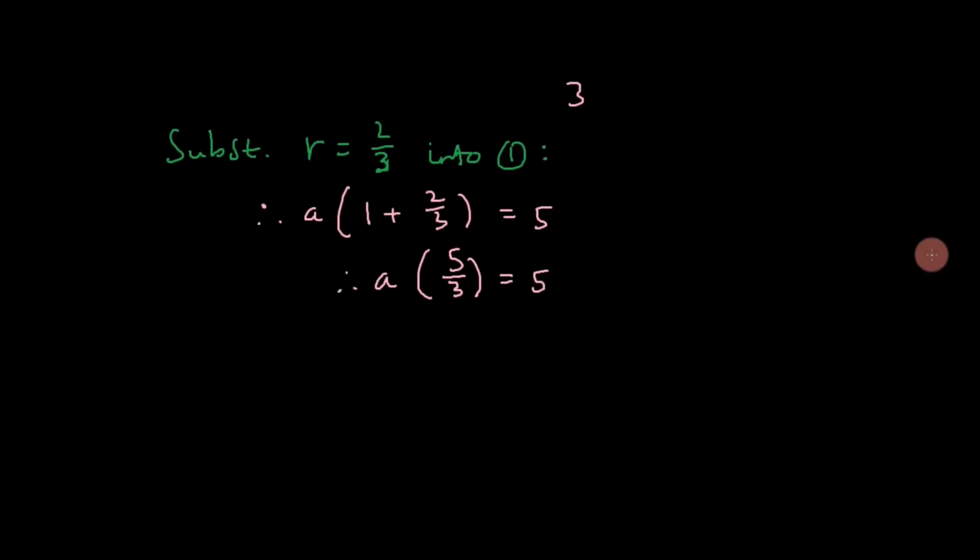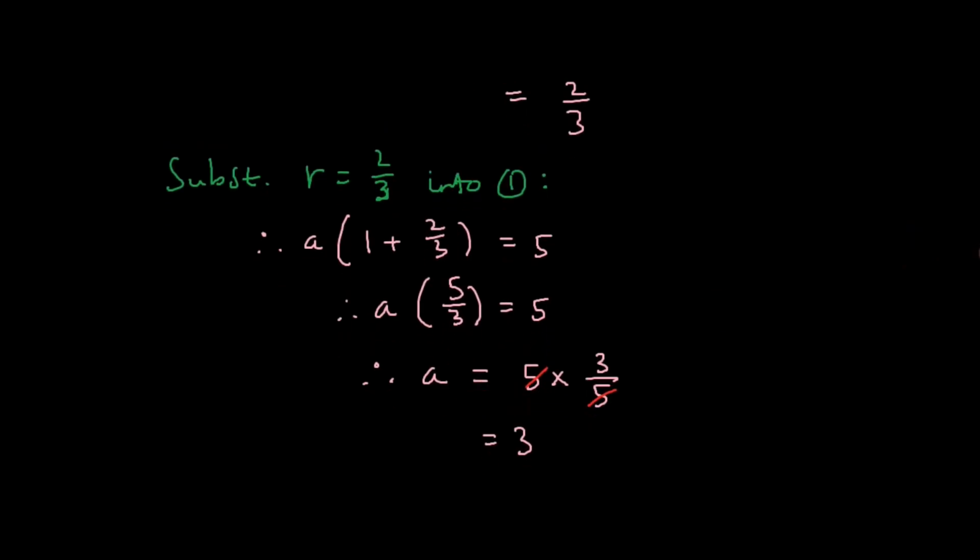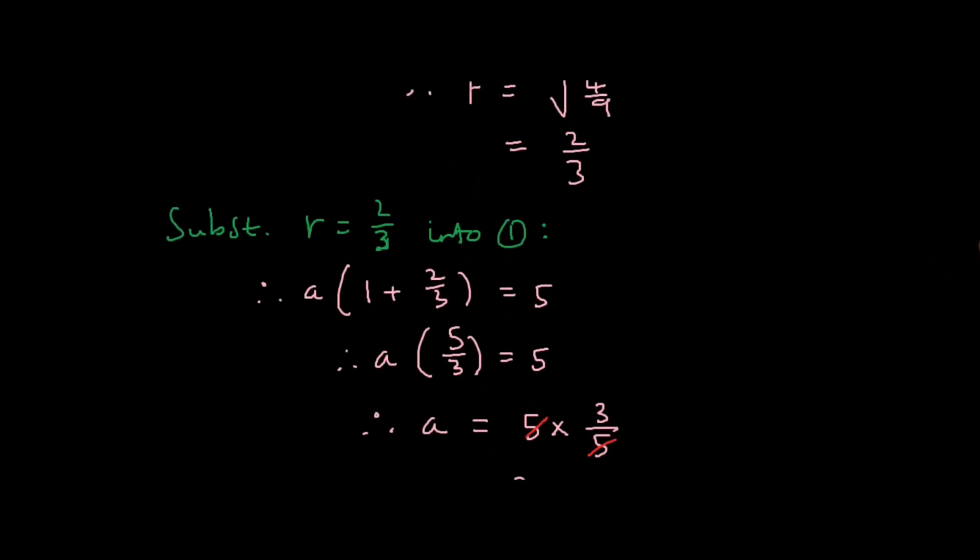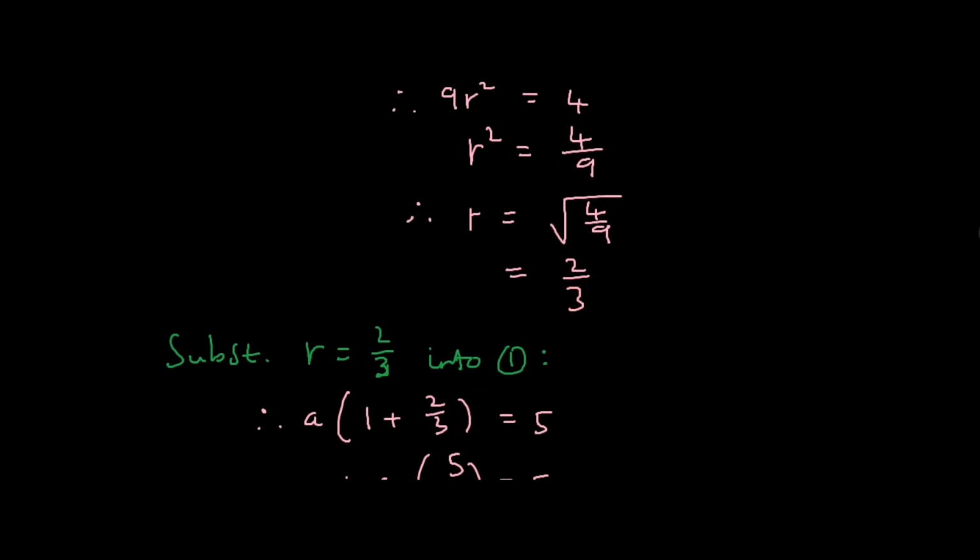And now we can solve for a. A will equal 5 divided by 5 over 3, which is the same as 5 multiplied by 3 over 5. So these cancel, and we find that a is equal to 3. So we have both the values of a and r. A is equal to 3, and r is 2/3.